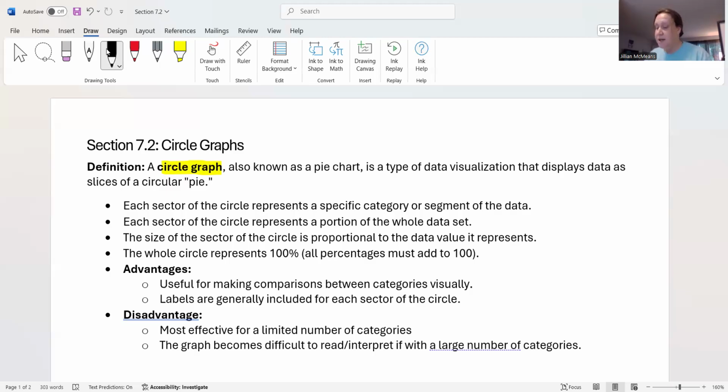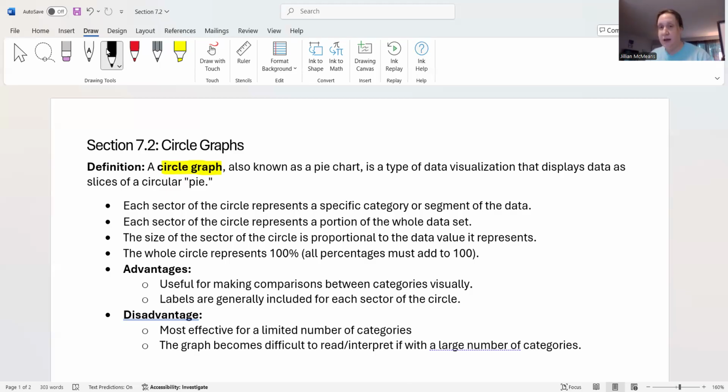Some advantages: it's very useful for making comparisons between categories visually. When you have your pie chart or circle graph, you can see really clearly what you spend the most on and what you spend the least on. You can also label things. Each slice is generally going to be labeled with its category, and then oftentimes either a number or a percentage. So you get a lot of information from your pie chart at a glance.